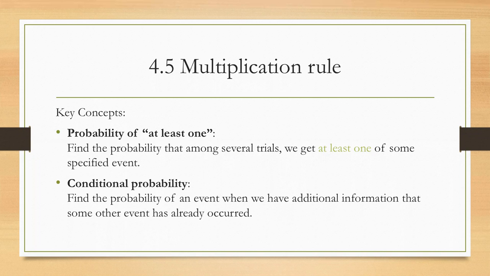All right, here's 4.5, multiplication rule. As you saw in my last video right at the end, I talked about the probability of at least one, only briefly, to give you that foreshadowing and maybe that teaser, if you will, of the excitement that's to behold in section 4.5. So find the probability that among several trials, we get at least one of some specified event. We're going to define the conditional probability, which we've already been talking about, but I just want to make sure you get more acquainted with it.